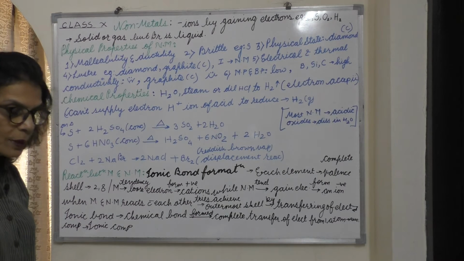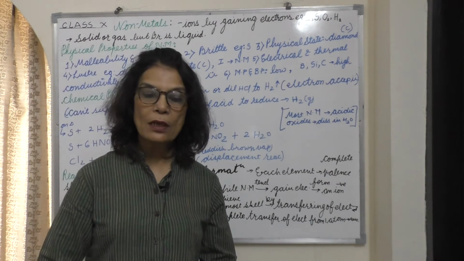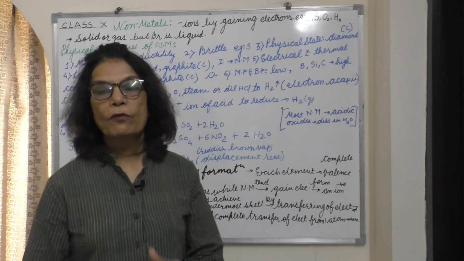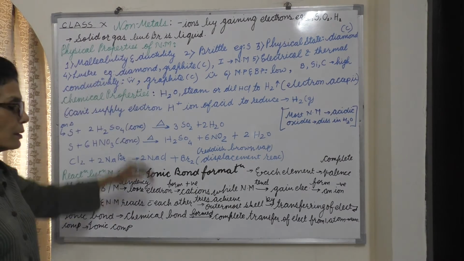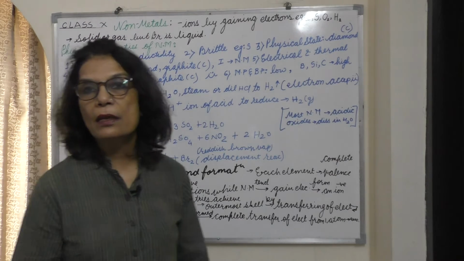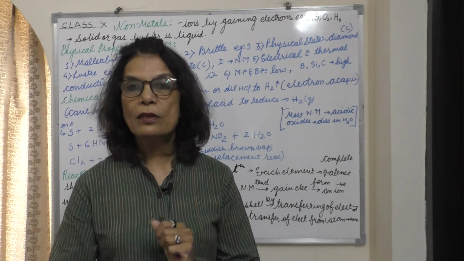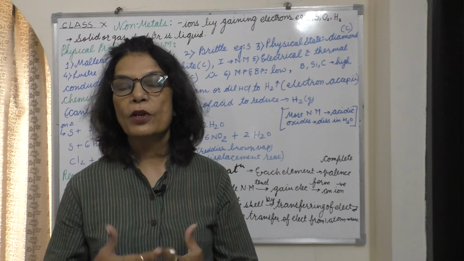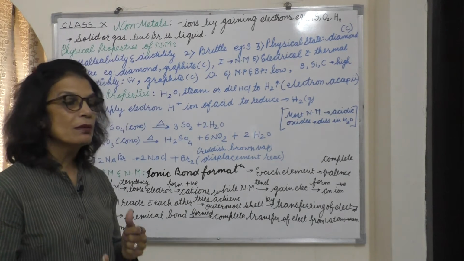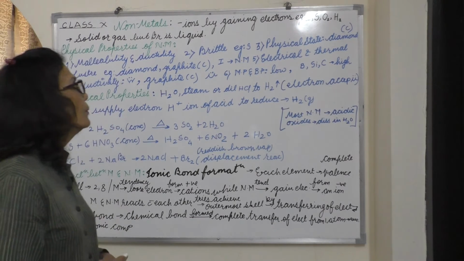Now for the physical properties of non-metals, we are definitely going to compare them with metals. The first property is malleability and ductility. Metals can be malleable or ductile. They can be beaten into sheets, or drawn into wires, but non-metals cannot be beaten into sheets or drawn into the shape of wire.